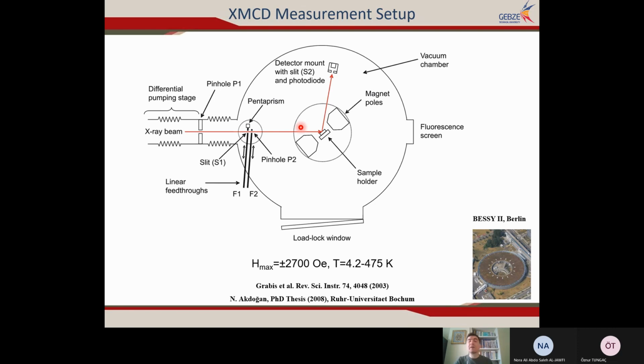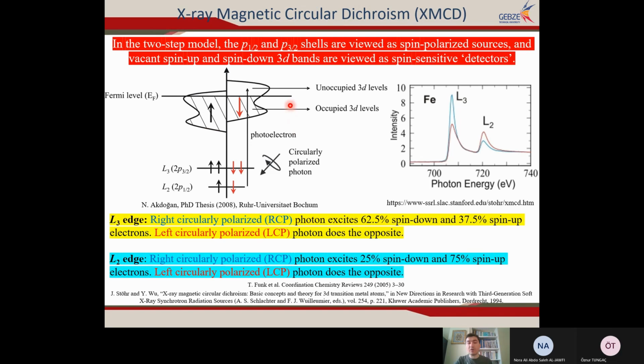And what about the basics of XMCD experiments? What is the origin of this physical phenomenon? Here I will try to explain the mechanism. In order to understand the XMCD method, you have to understand the two-step model here.